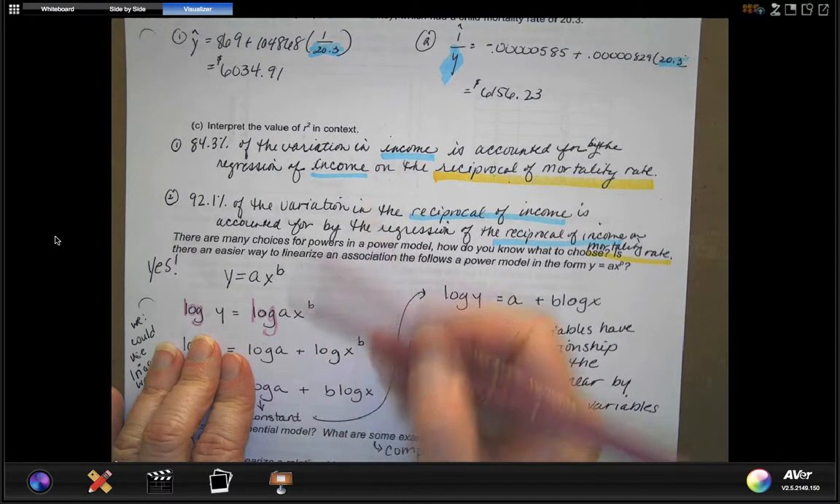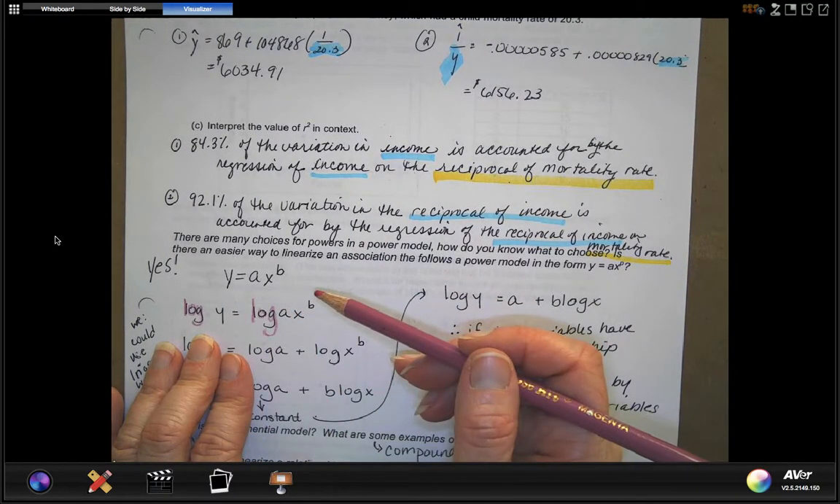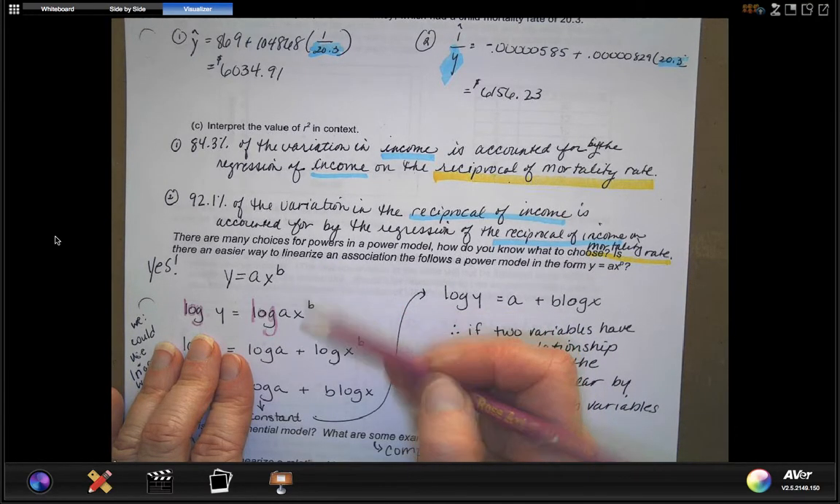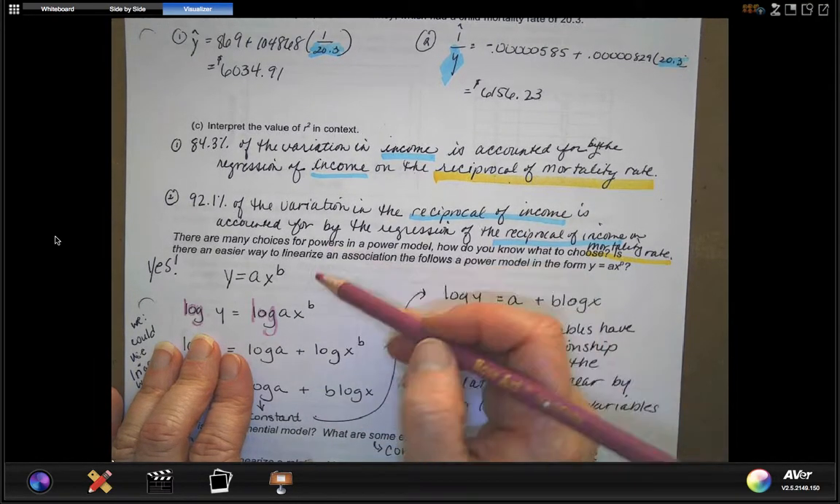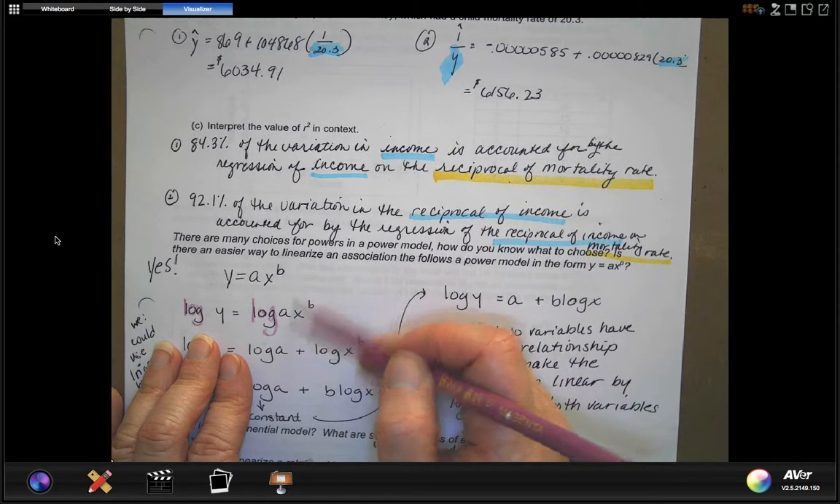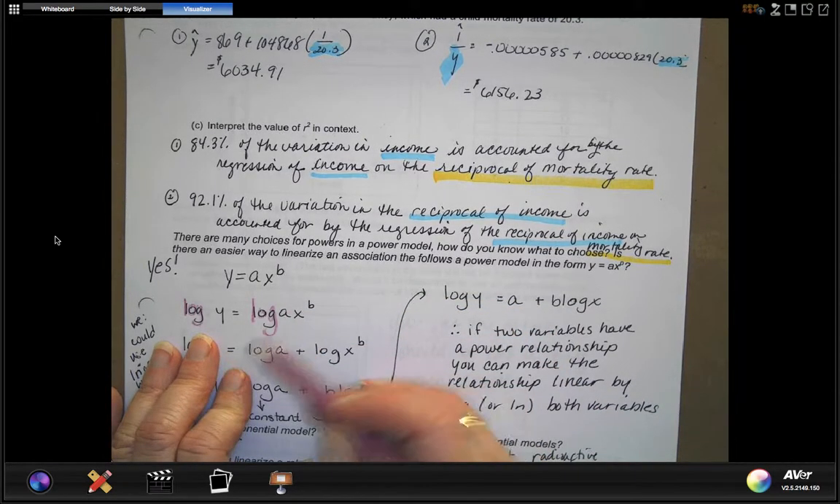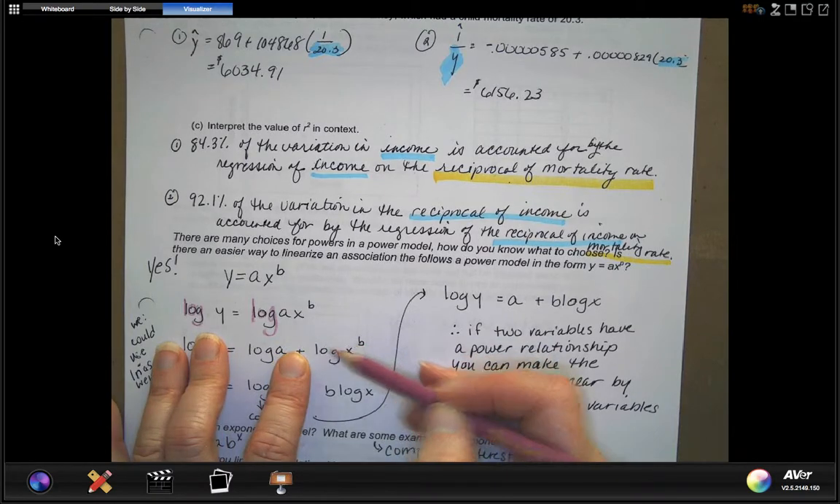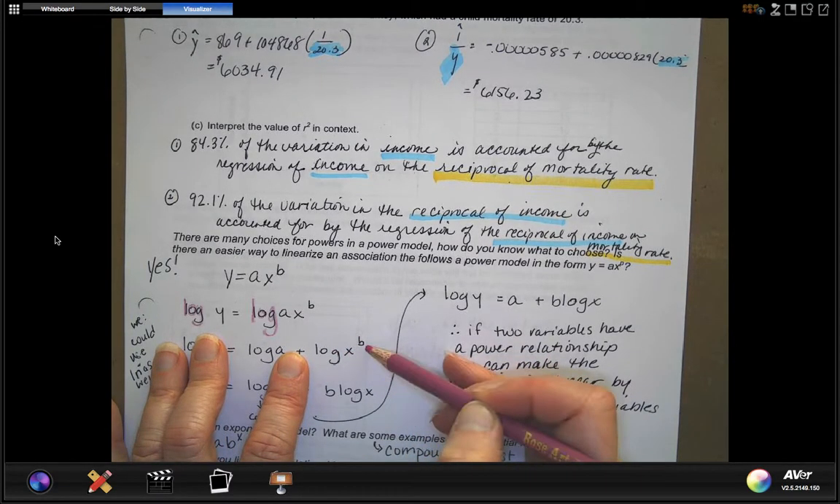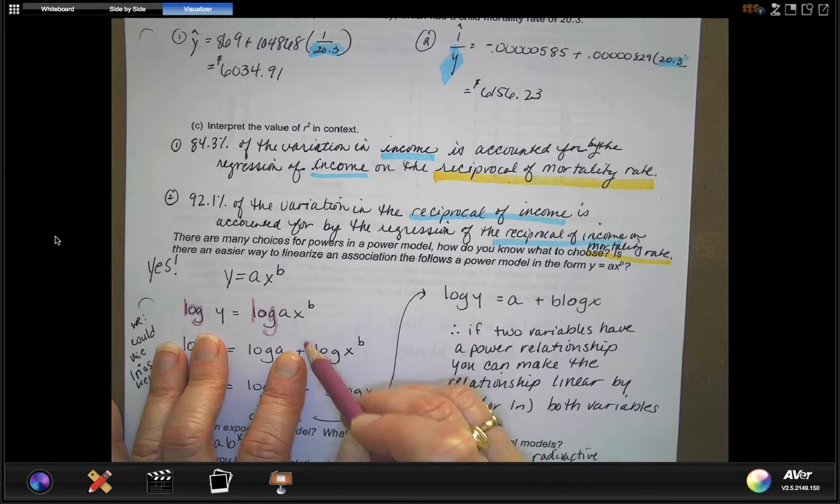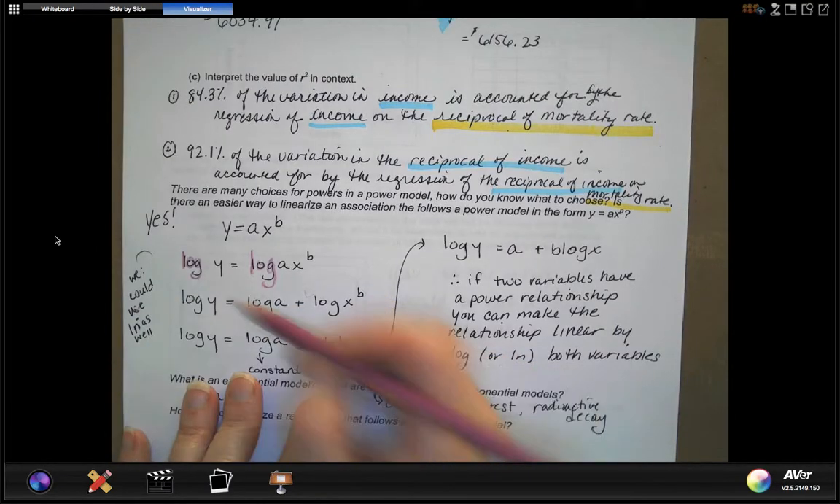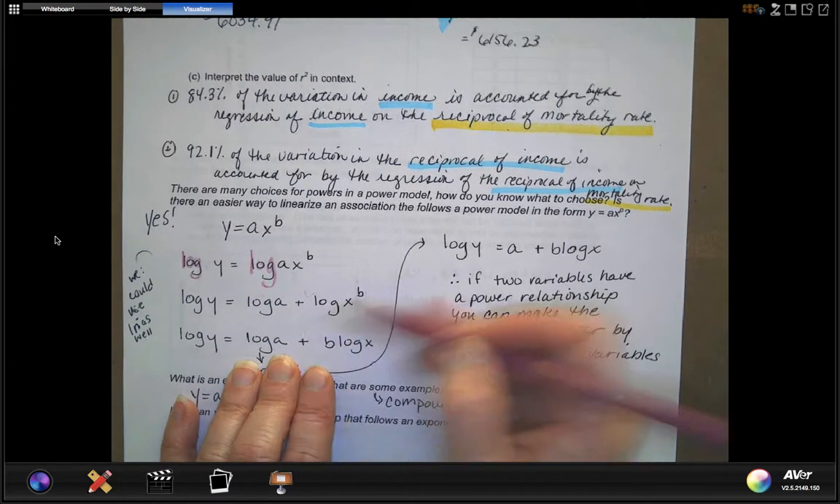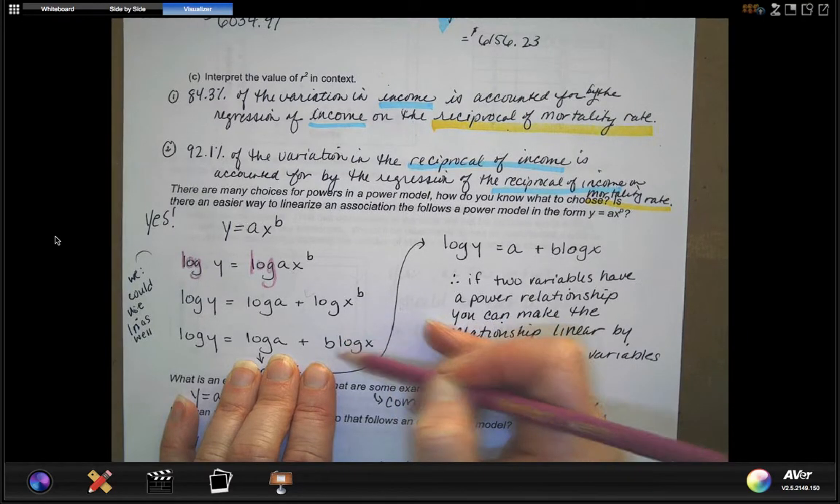If you remember your properties of logs, if you don't, stress not. I'm not testing you on the properties of logs. I'm just showing you what happens here. If you remember your properties of logs, I'm allowed to split those up. So I've got the log of a, and then I've got the log of x raised to the b. And then if you remember your properties, I'm allowed to pull that b down. So I end up with the log of y equals the log of a plus b log of x.